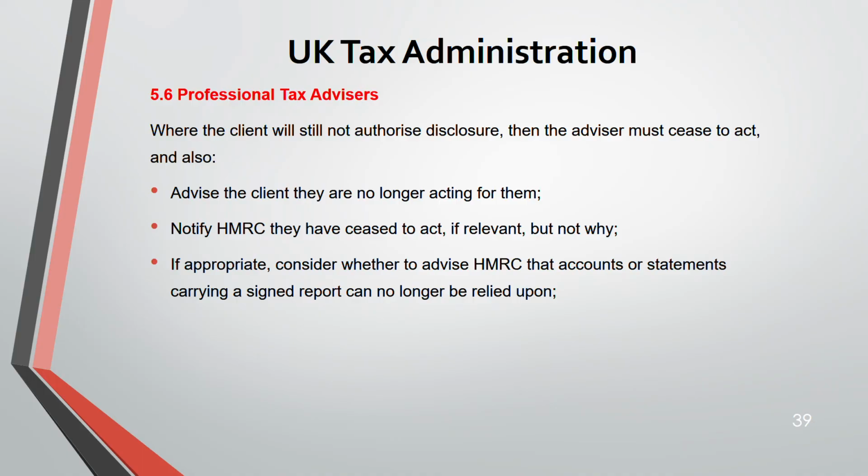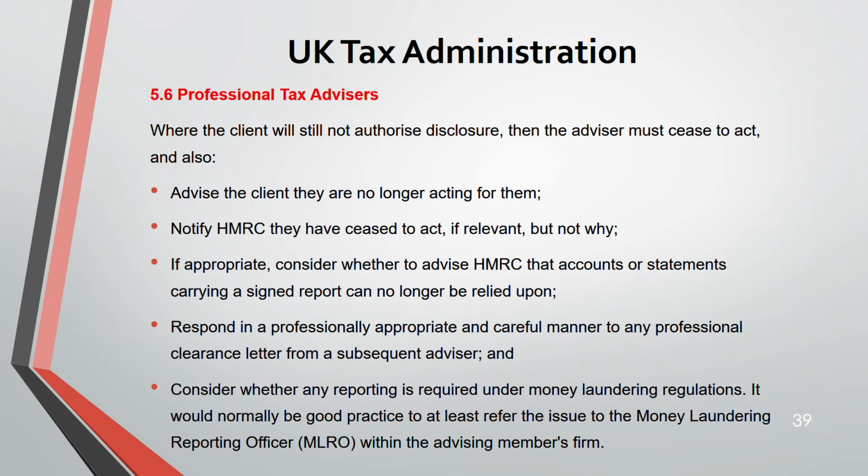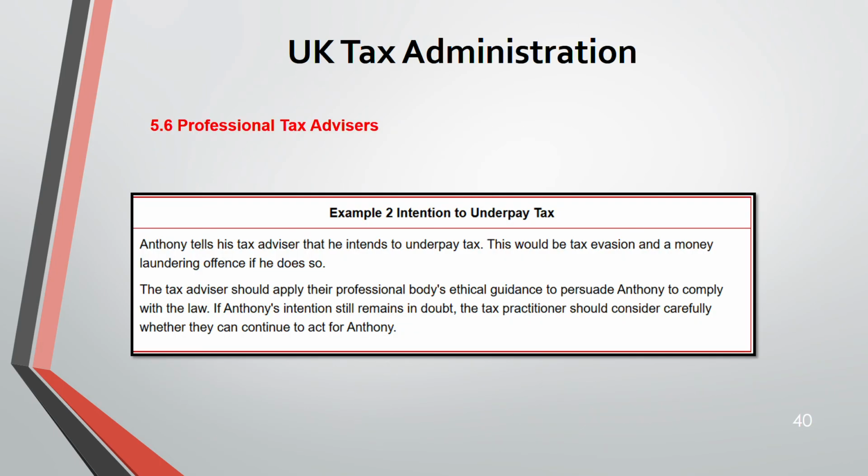And if you feel it's appropriate, you have to consider whether to advise HMRC that they can no longer rely on any accounts or statements carrying a signed report. Then you have to respond in a professional and careful manner. You have to be very careful when dealing with any professional clearance letter from the subsequent advisor. The advisor coming after you might ask for a professional clearance letter for the client that they are going to work for. You have to be very careful when you are responding. And then you have to consider whether you have to report this matter under the money laundering regulations. At least it's good practice to refer this issue to the money laundering reporting officer, MLRO, within the advising member's firm. Every member's firm should have an MLRO. Make sure that you at least refer the issue to them where you are ceasing to act for your client.